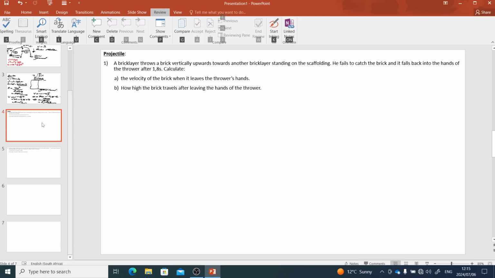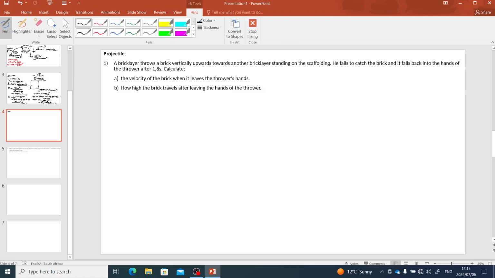Hey, good people. Let us look at this application of vertical projectiles. Then we can do horizontal projectiles thereafter. All right, we are given some information here. I'll be doing two questions.